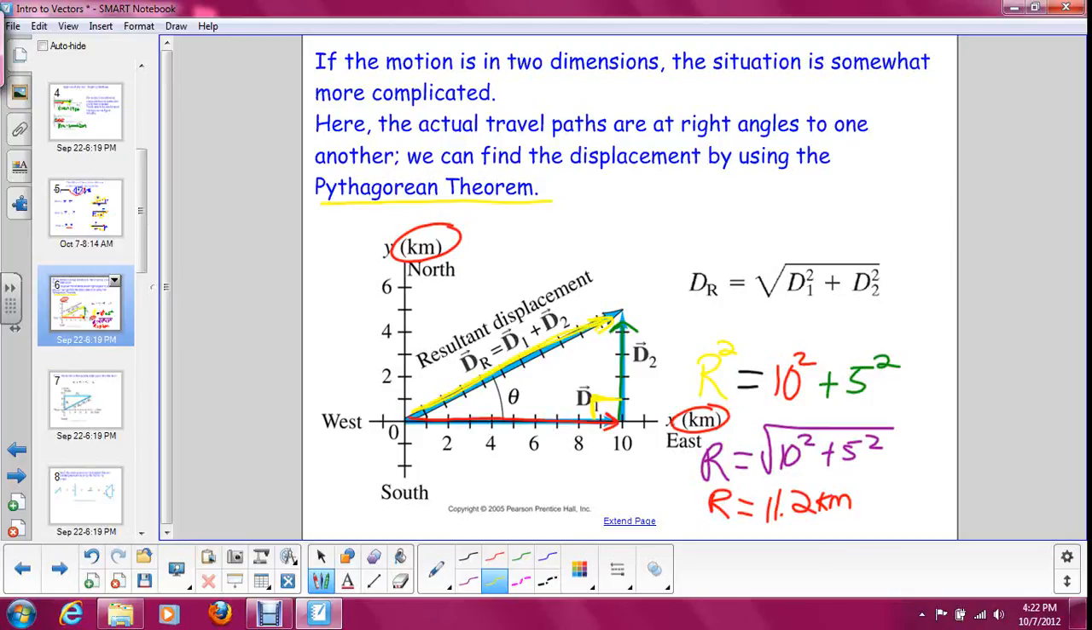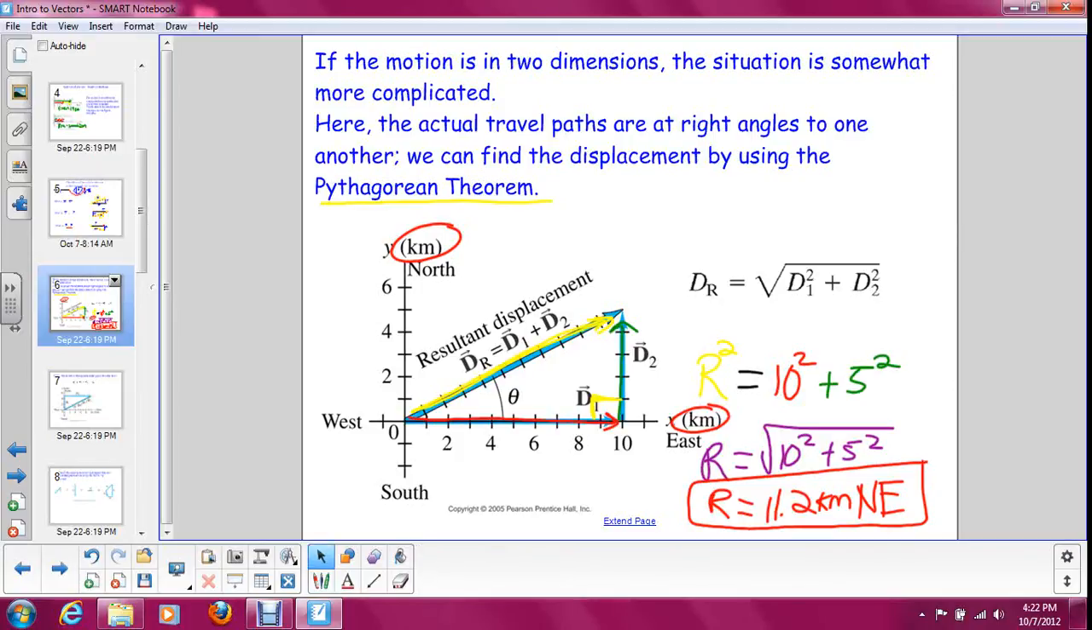Here it's going up and over to the right. So it is going northeast. It moves a little bit north and a little bit east. So the entire answer here for your resultant would be 11.2 kilometers to the northeast. If you left off the northeast part, that's like leaving off units. And we wouldn't know what direction you had traveled in. Therefore, your resultant wouldn't actually be a vector quantity, it would be a scalar, which is wrong.